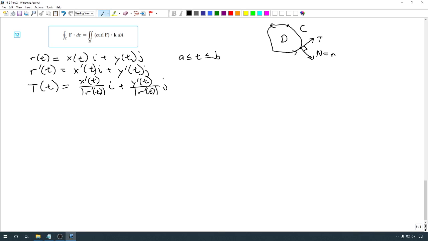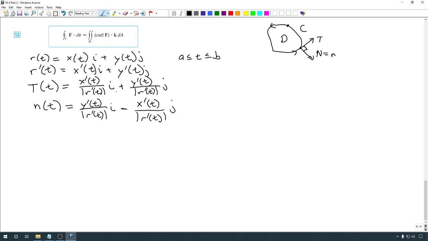Now, if we were dealing with a curve in three-dimensional space, we would actually differentiate this particular expression and then normalize it as well to get the normal vector. But with plane curves, we can skip that because it turns out that the normal vector will always look like y prime of t over the magnitude of r prime of t i minus x prime of t over the magnitude of r prime of t j.